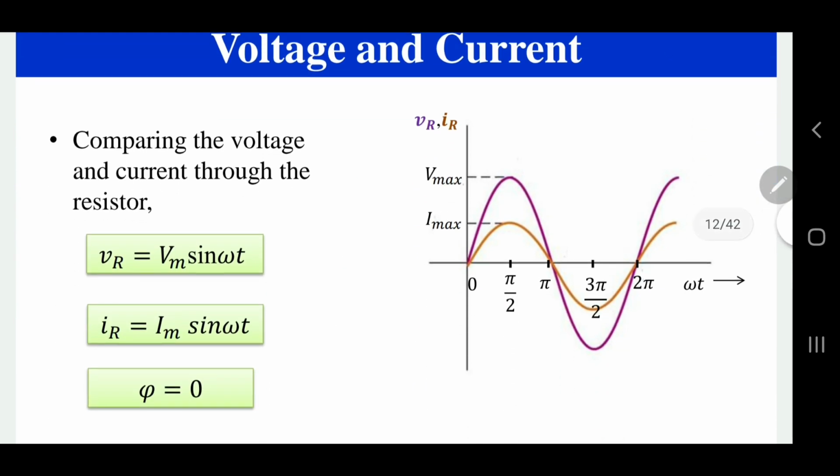Now we got the equations for both the voltage and the current in a resistor. VR is equal to Vm sin omega t and IR is equal to Im sin omega t. Just go through the equations, just like A and B. You can see that there is no phase difference between both of them. So the phi value is equal to 0. And how will we represent it in the waveform? Both of them are moving together, where current is having a lesser magnitude because of the resistance.